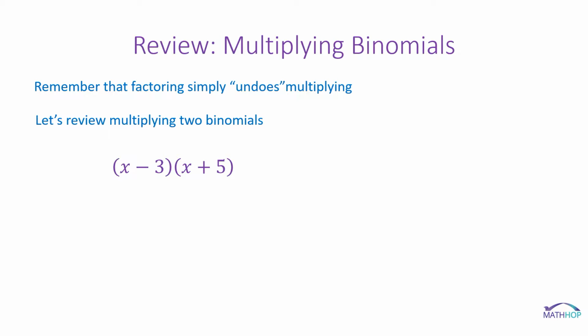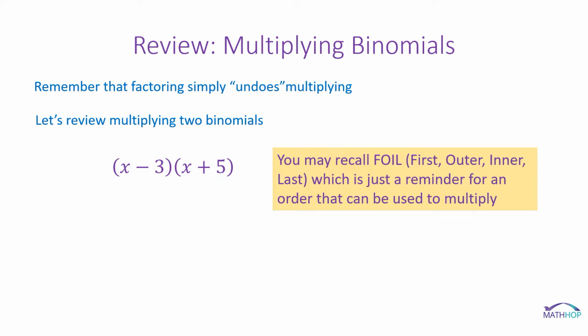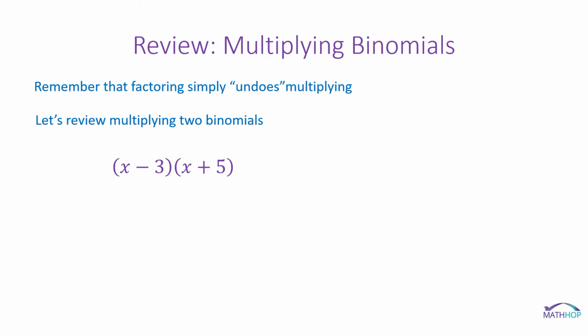A binomial is simply an expression that has two terms. So both x minus 3 and x plus 5 are binomials, hence the term multiplying two binomials. And when you first learned this, no doubt you learned FOIL, which is simply an acronym that stands for first, outer, inner, last, and it's just a reminder for an order that can be used to multiply. And really, it's not about remembering what order to multiply in, it's remembering each set of terms that needs to be multiplied. So let's look at what each stands for.